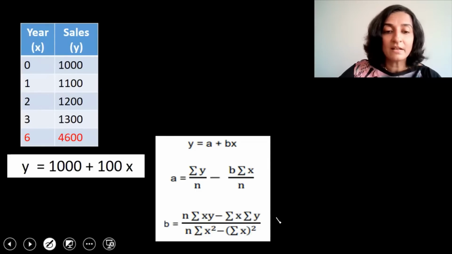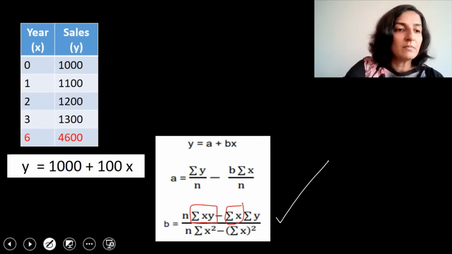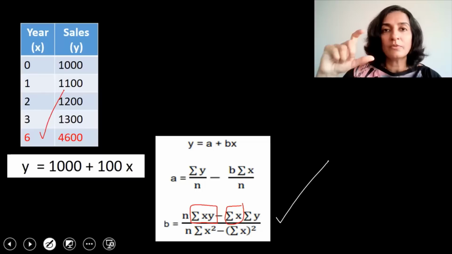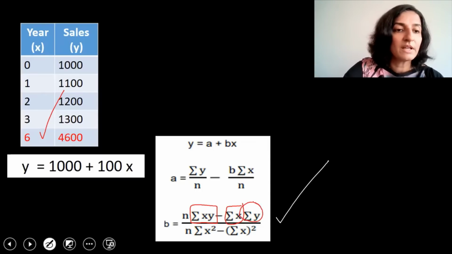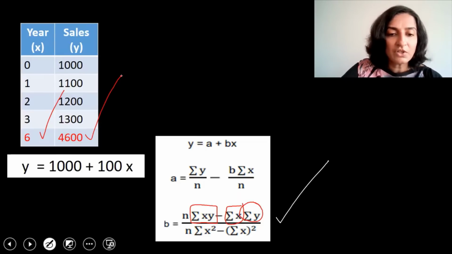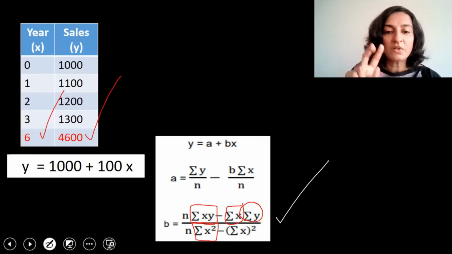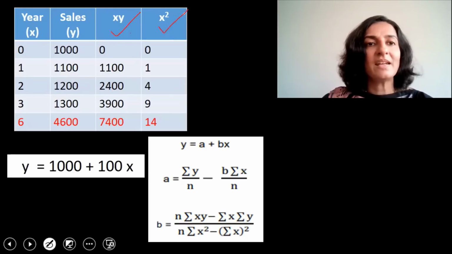So first we will tackle B. So for B, we need to find out sigma xy. So an additional column is required for that. Sigma x is nothing but 6. That's the total of the x values. And sigma y is the total of y values. So that's 4,600. We've already got that. Now we need an additional column for sigma x squared. So 2 more columns required, sigma xy and sigma x squared. So I've added 2 columns, that is xy and x squared.